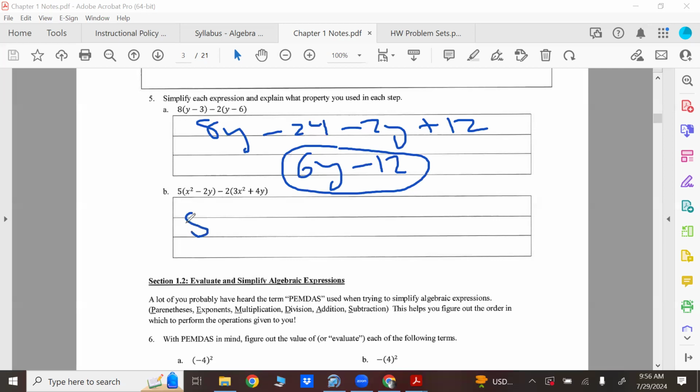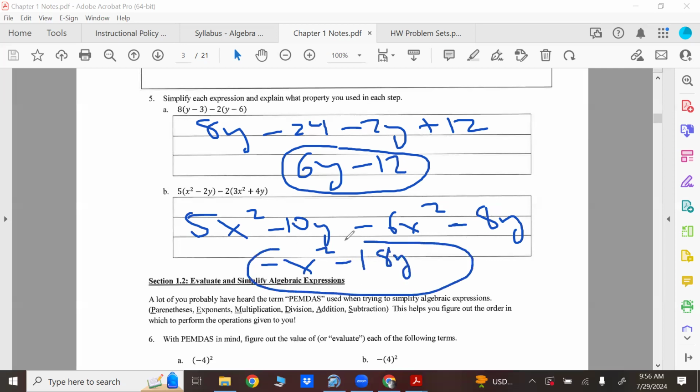Next up, 5x squared, -10y, -6x squared, -8y. That gives -x squared, -18y. So again, I just distributed. That's all I did. And then combine like terms.